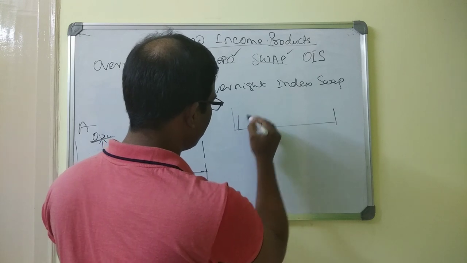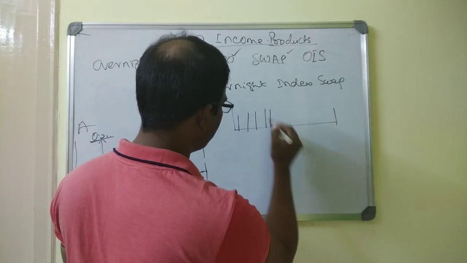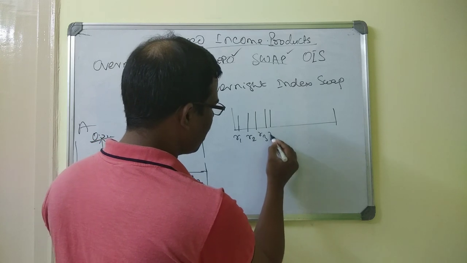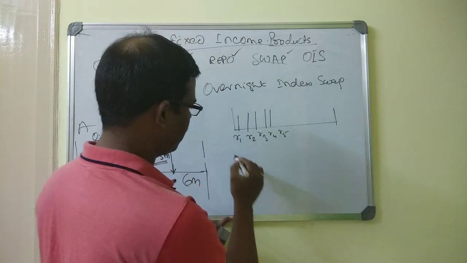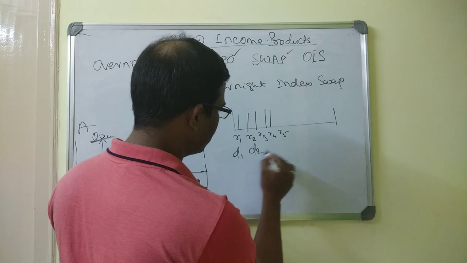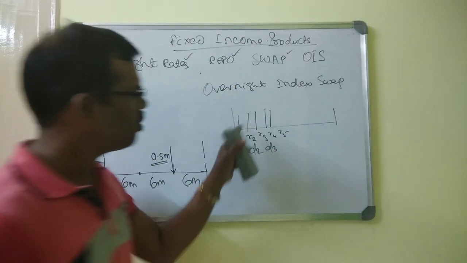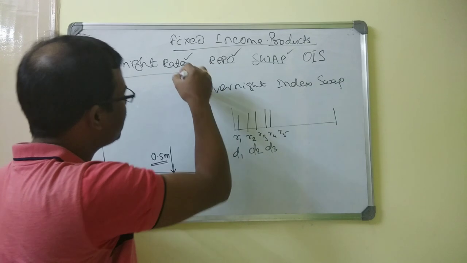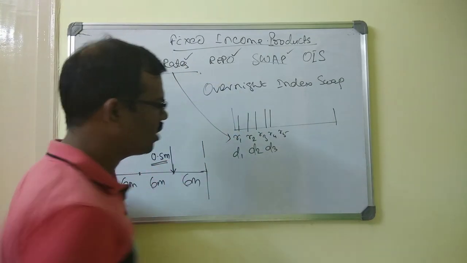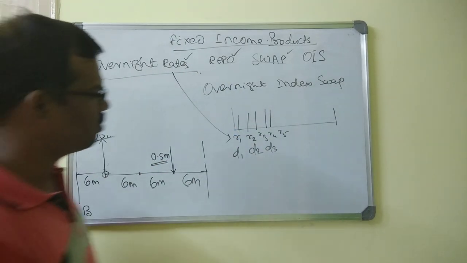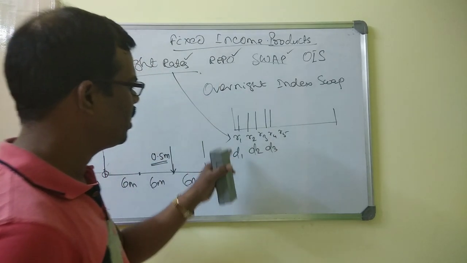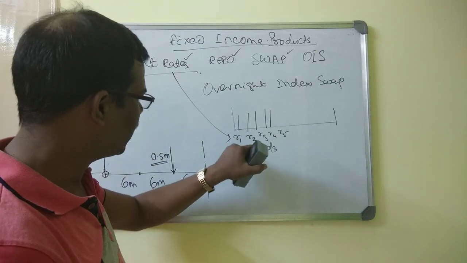So day 1, day 2, day 3, day 4, and you have R1, R2, R3, R4, R5 like that, because every day there is a rate, and these are the overnight rates that we discussed. So these rates will be the effective rates for this overnight index swap. Mostly the Fed funds rate or other overnight rates are used, and they are determined daily.